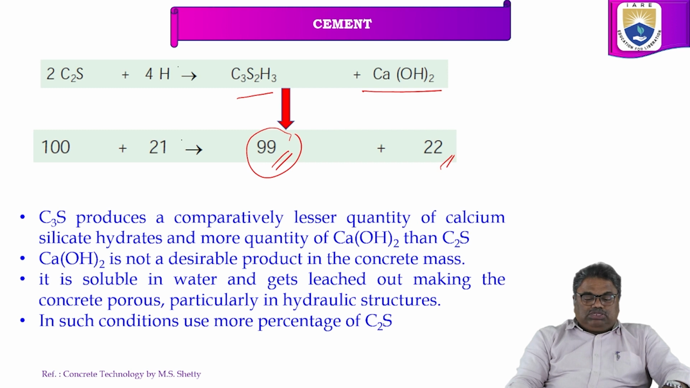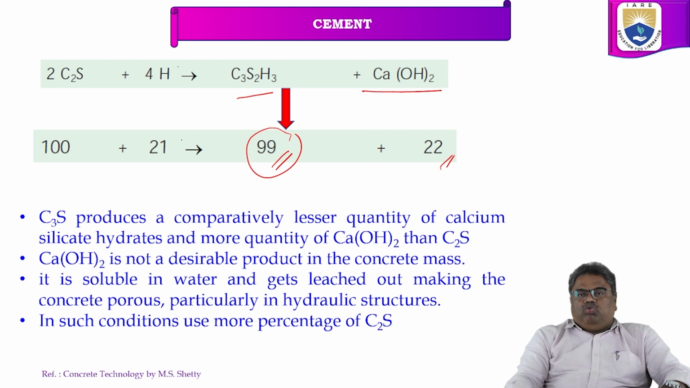So if calcium hydroxide is present in the cement concrete, it is soluble in water and gets leached out, making the concrete porous. Ca(OH)2 will react with water and get leached out from the concrete. This will make the concrete porous, particularly in hydraulic structures.